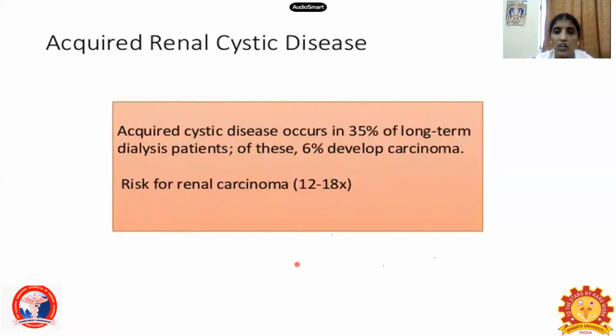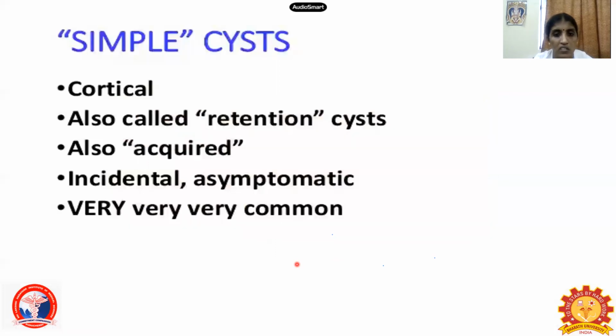So why is it important? Because 6% of the patients can develop renal cell carcinoma. So the risk for renal carcinoma is almost 12 to 18 times that of normal.